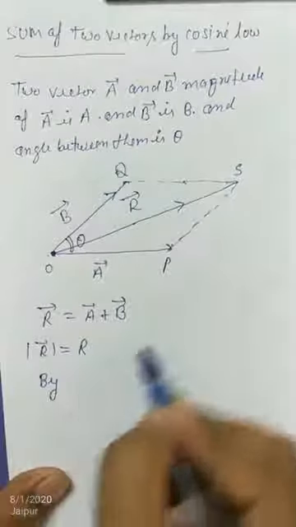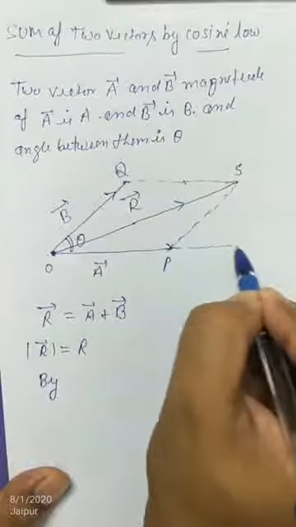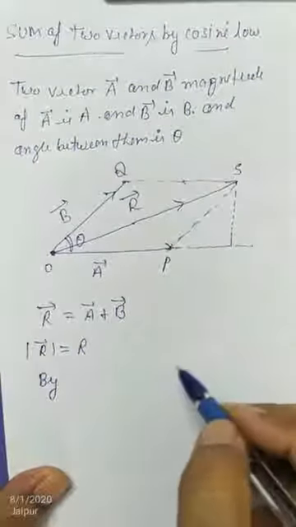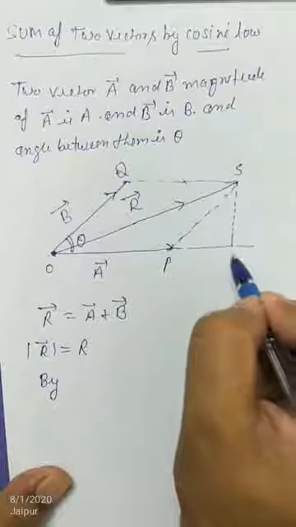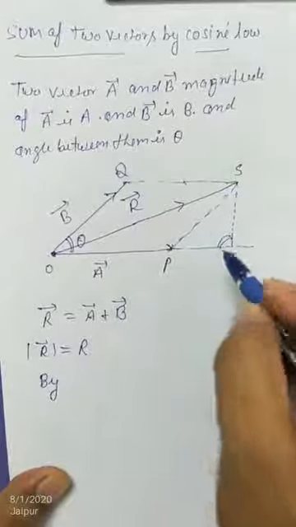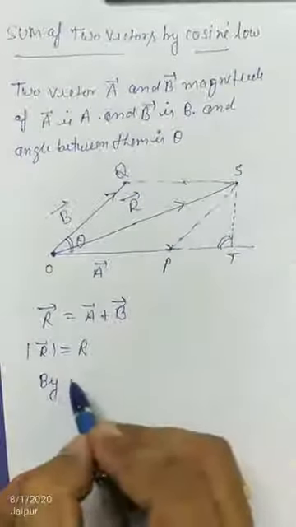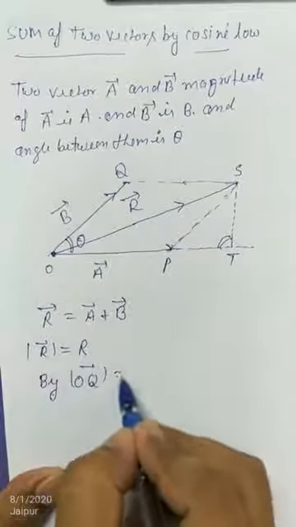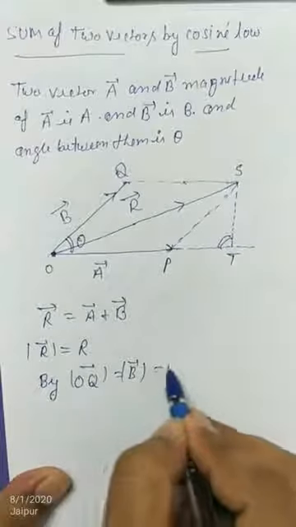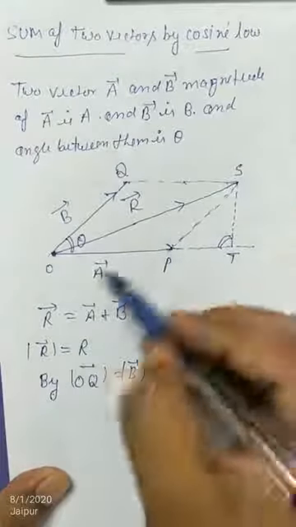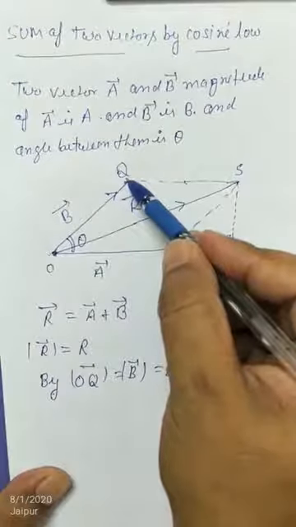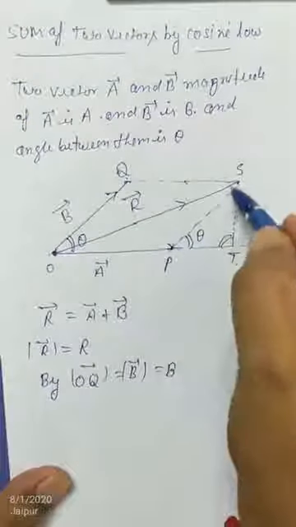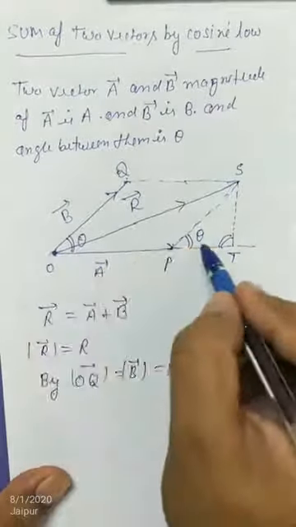Now we extend this line and draw a perpendicular to this line at point S, and that point is T. That angle is 90 degrees. Vector OQ is equal to vector B and the magnitude of vector B is B. PS is parallel to OQ, or vector B, and this angle is also theta because PS is parallel to OQ.